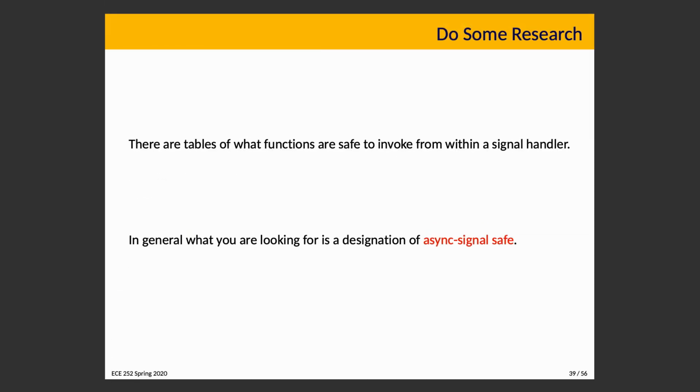There are whole tables about what functions are safe to invoke from within a signal handler. More generally, if you want to check the documentation, you're looking for a designation async signal safe. If the function has that definition, it is allowed to call it in a signal handler. If not, you should be careful, and you probably shouldn't. In particular, common functions to avoid doing in signal handlers are printf, malloc, free, and anything that could possibly block the process, so read of a file, trying to access some external resource. You don't want to do that. That's why the handler in the example we just did doesn't print anything to the console, because printf is not async signal safe, and you shouldn't do that.